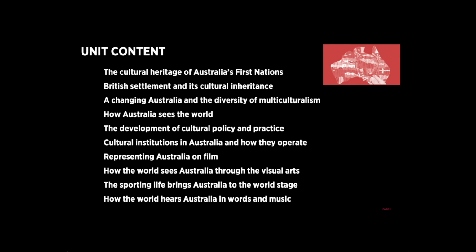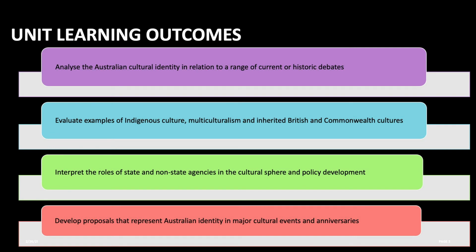We'll start off by looking at Australia's cultural heritage, from Australia's First Nations people, the arrival of the British, the more recent move to multiculturalism, and Australia's worldview. We'll then examine government cultural policies and the major cultural institutions in Australia. We'll then immerse ourselves in Australian culture by going through Australian film, art, Australia's passion for sport, Australian literature, and the Aussie music scene.